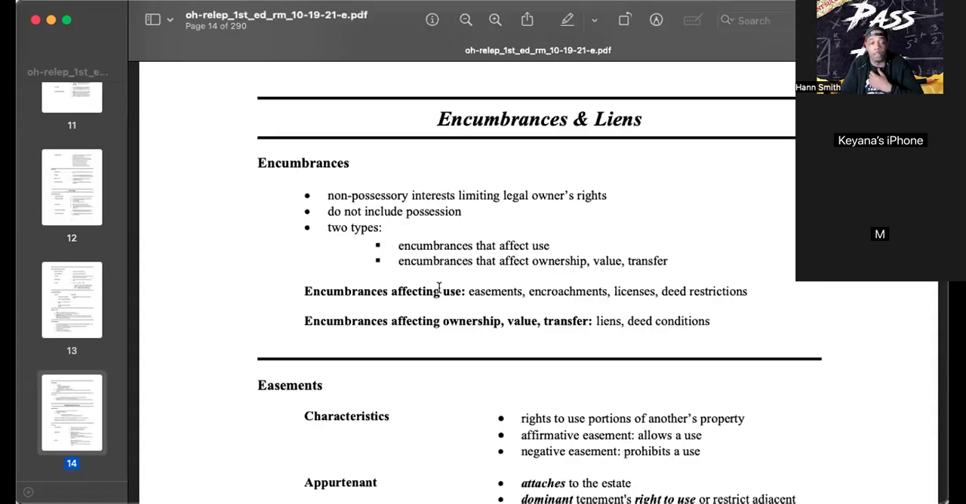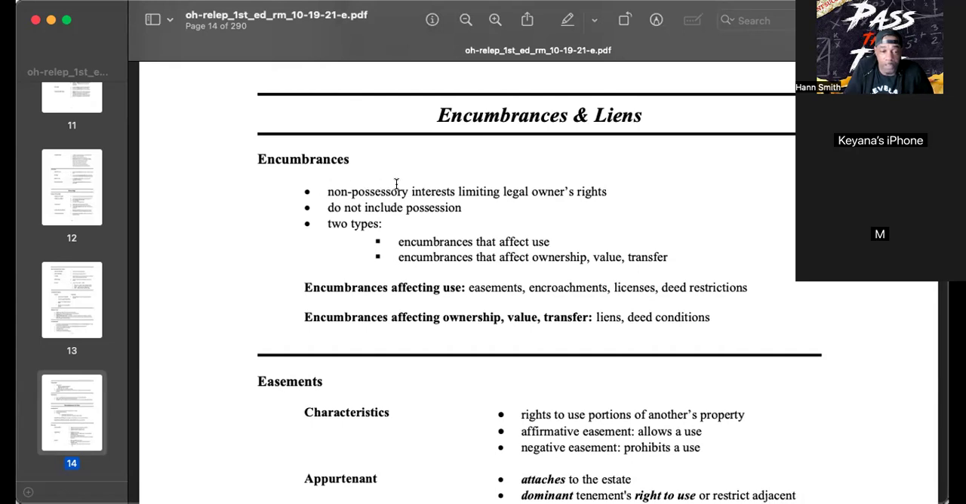Going back to here, encumbrances are non-possessory interests limiting legal ownership. They limit ownership. That's what an encumbrance does. So when you go to sell a property, you always want your seller to give the buyer a blank sheet of paper and receive something. Because if something's on this paper, it's limiting my ownership, right? It's a cloud.